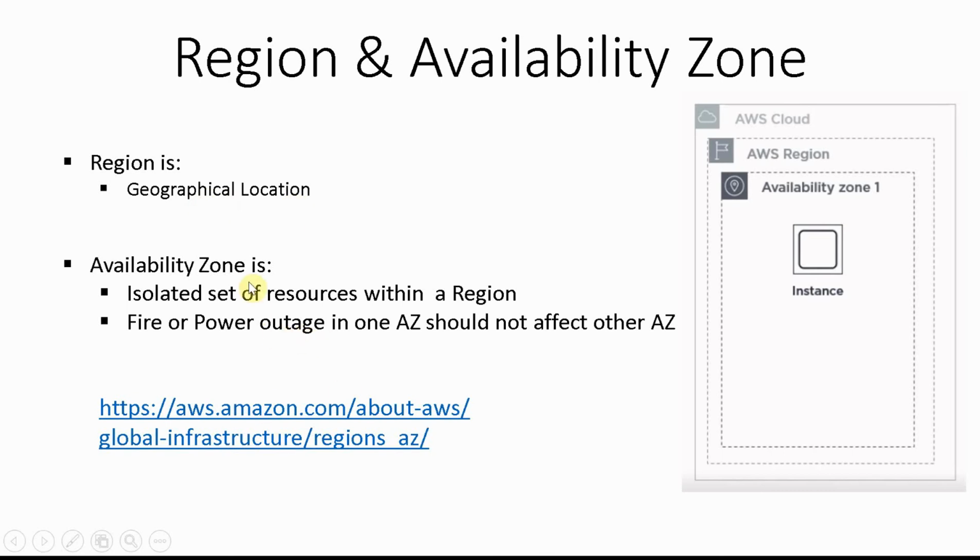So generally, if you look at the architecture, there will be a cloud and there will be a lot of regions. Under a region, there will be at least a minimum of 3 availability zones per region. And of course, generally any AWS resources will be under that availability zone.